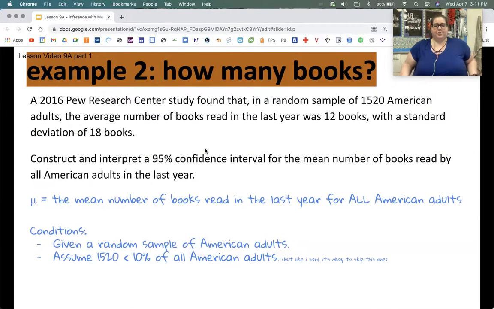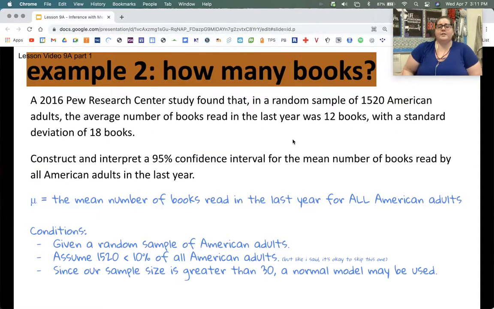And then our last condition checks for normality. Remember, there are 3 ways to check that. You don't have to check all 3, just one of the 3. In this case, we were not told anything about the population shape, so we don't know that the population of the amount of books read by all American adults is normal. But we do have a sample size of 1520, which is well over 30. Because our sample size is greater than 30, a normal model can be used. Basically, we know that our sampling distribution for averages from a bunch of different samples will be roughly normal, so it's okay to move forward.